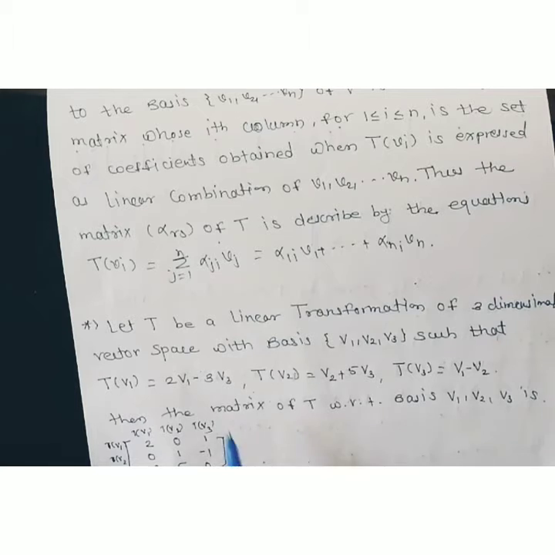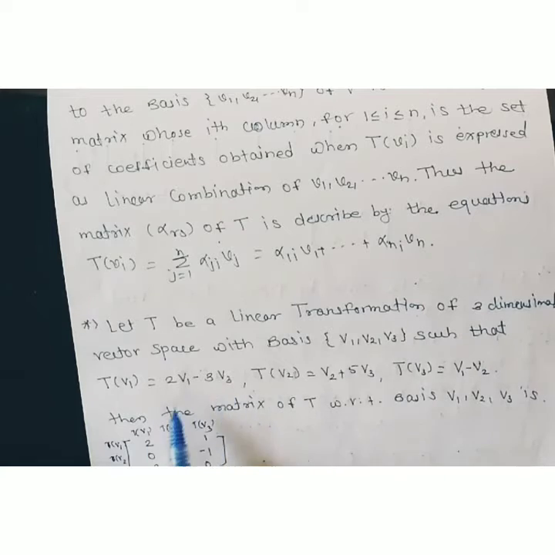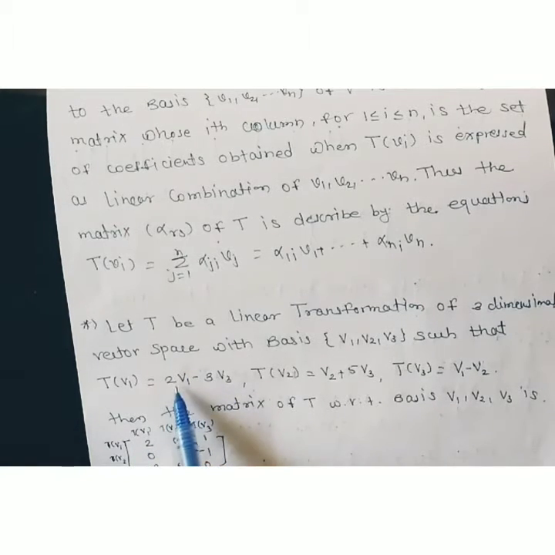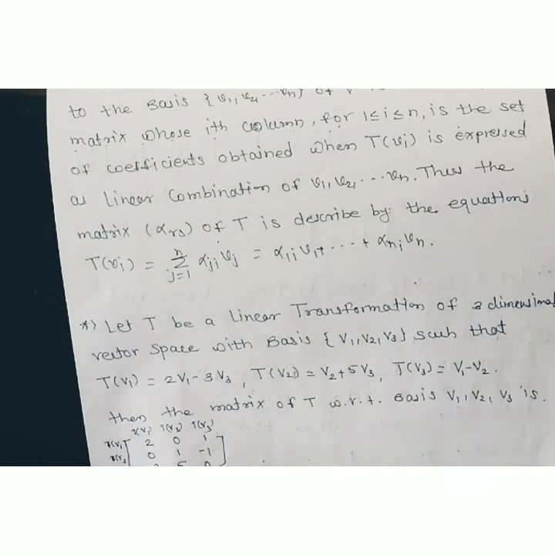Now we have to calculate the first column. Look at the coefficients of v1, v2, v3. The coefficient for v1 is 2, therefore it is the first entry, and these entries are put column-wise. For the first column there is no entry for v2; v2 is not present, therefore the coefficient should be 0, so the second entry in the first column should be 0. Now the coefficient for v3 is minus 3, therefore the third entry in the first column should be minus 3.